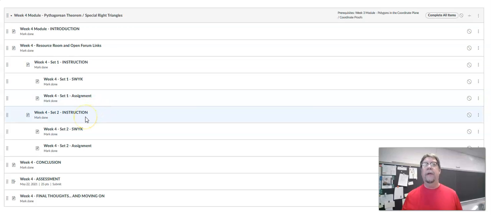Our second instruction deals with special triangles. You're going to want to pay special attention to this. This is really a time saver, and it's really important. We're going to look at something called a 45-45-90 triangle and also a 30-60-90 triangle. They have special properties. You'll be able to figure out lengths of the sides of triangles based on knowing if they're a 45-45-90 or a 30-60-90 triangle, and you won't need to use any trigonometry, or you won't even need to use the Pythagorean theorem.